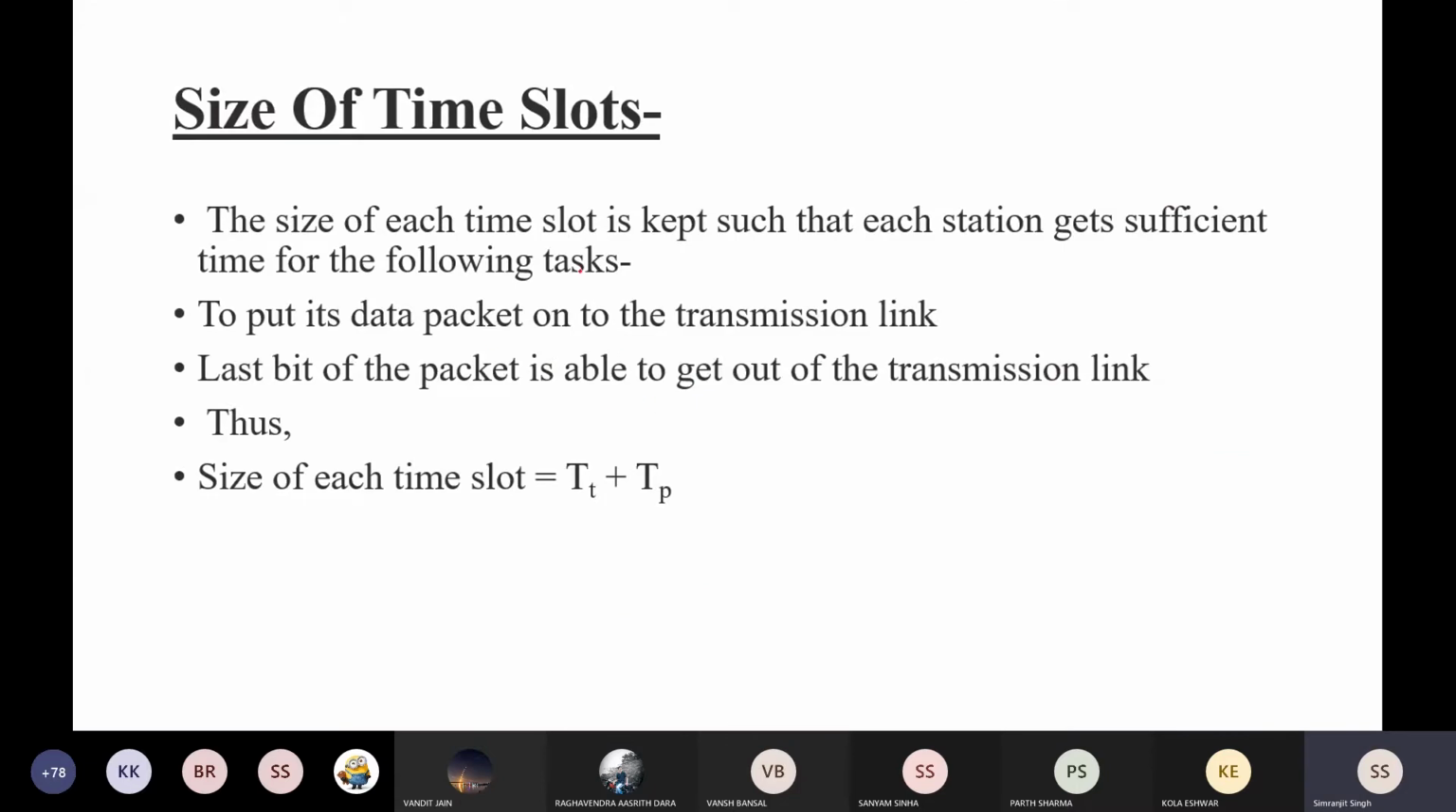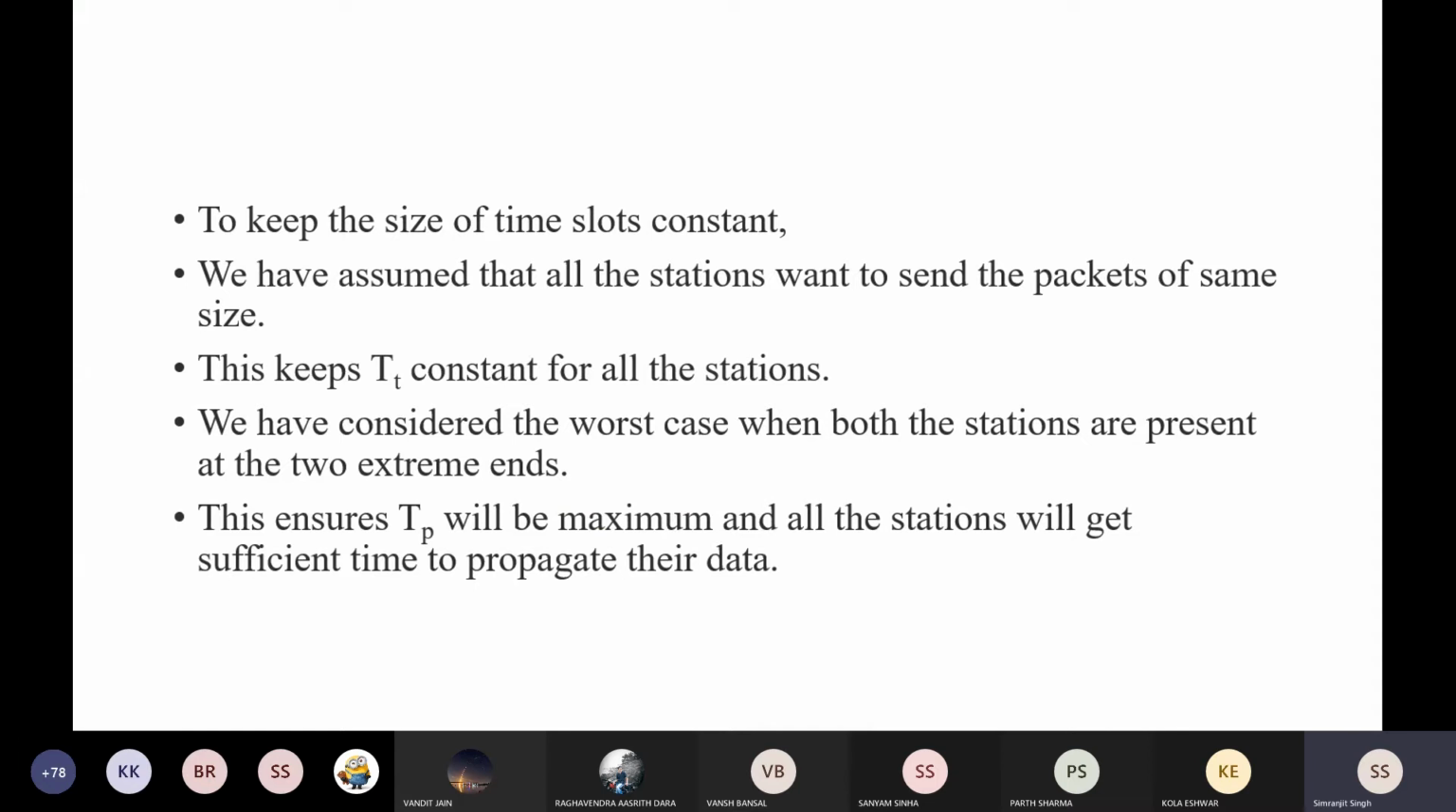The size of the time slot is given as TT plus TP. I already told you, if you have any doubt, just let me know. Again, it is under the assumption that every packet takes the same amount of time for TT, for putting the packet onto the link. So it may be more than that, but I am just considering the standard thing. The assumption is given here to keep the size of the time slot constant, so it will always be TT plus TP for all the slots. We have assumed that the stations want to send packets of the same size.